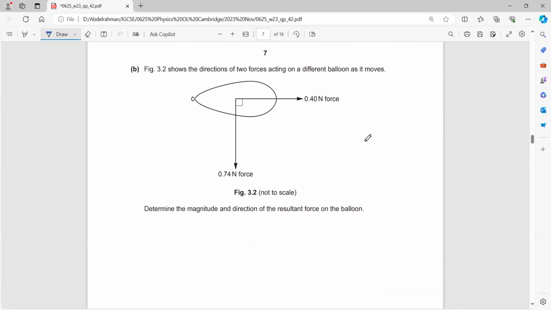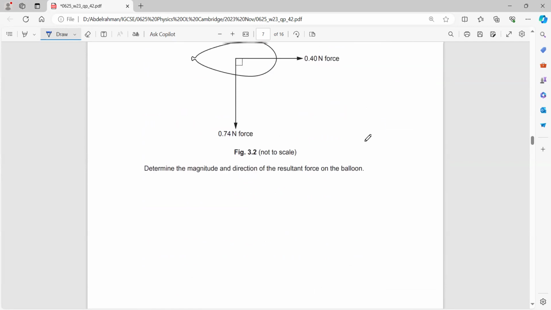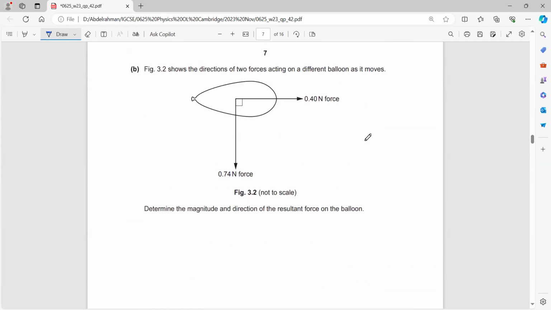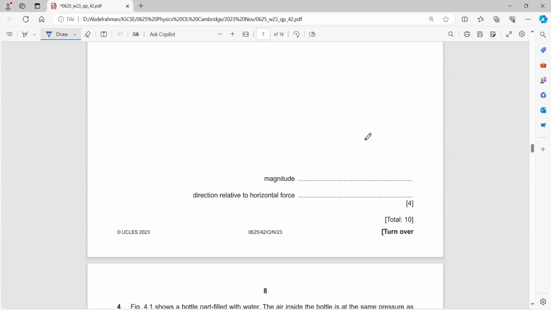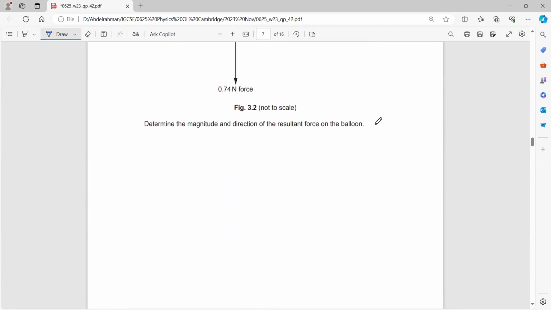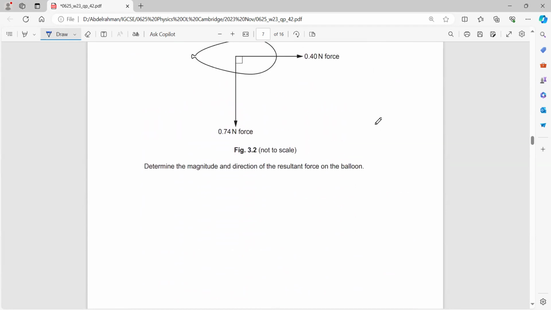Figure 3.2 shows the directions of two forces acting on a different balloon as it moves. Determine the magnitude and the direction of the resultant force on the balloon relative to the horizontal. How can I find the resultant force, first of all? Any ideas?